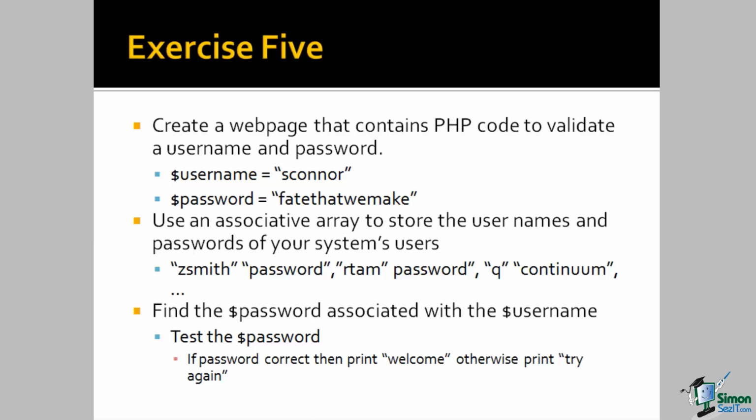I've given you 3 examples here. Add more. One of those must be Connor with the password fate that we make in order for you to find the value. It must obviously be in the array. And so if you find the password value associated with the username, then just print a statement, echo a statement that says welcome. If you can't find the username, or if the username's password is incorrect, then print try again.